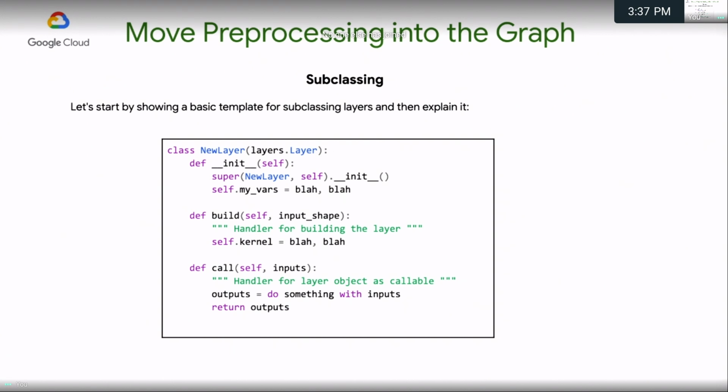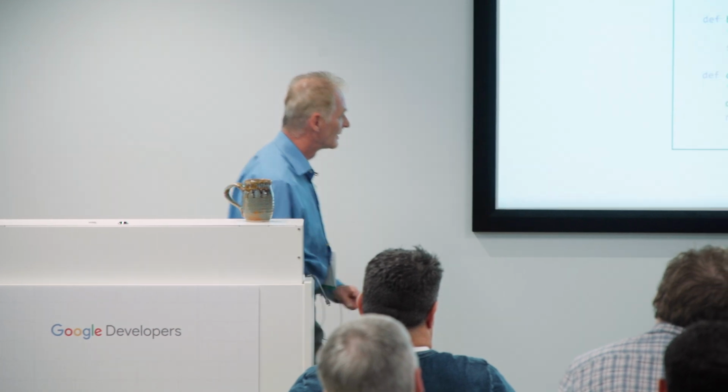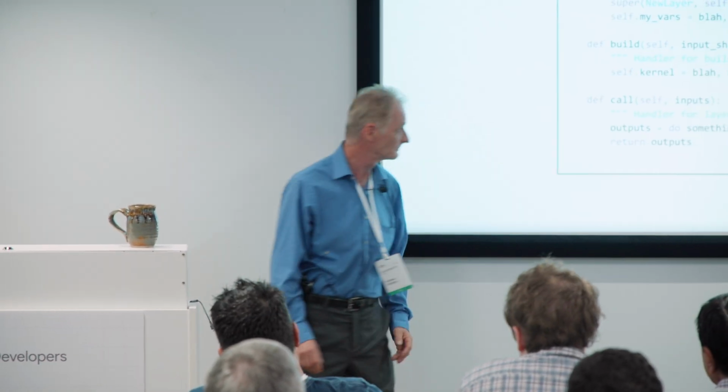The three important built-in functions that we have to redefine are these: init, build, and call. Init is just your instantiation one. Build is what happens when you call compile and it assembles your model. For every layer, it's going to call the build method. And when you're actually executing your model and feeding data through it, it's the call method that's called.